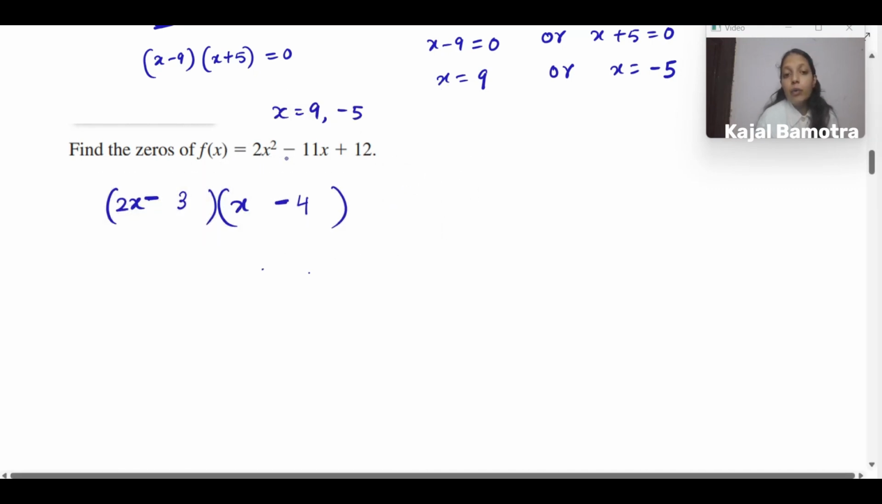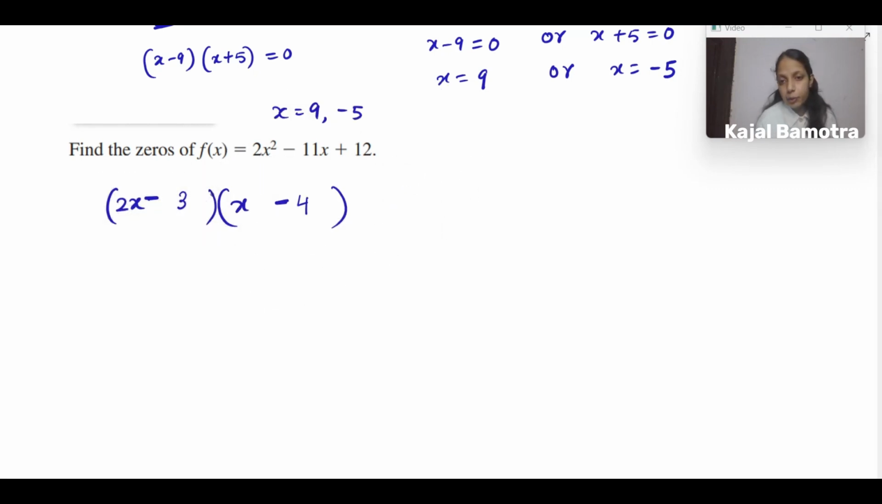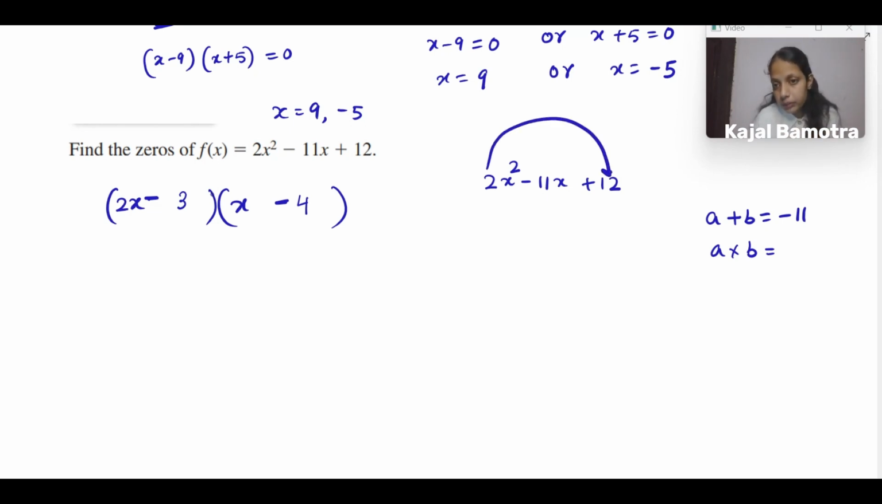If you still have a doubt how to find these factors, let me show you. 2x squared minus 11x plus 12. You have to find two terms whose sum is negative 11 and whose product is 24, the product of the first and last coefficients. 8 3s are 24, and 8 and 3 make 11, but I need negative 11.